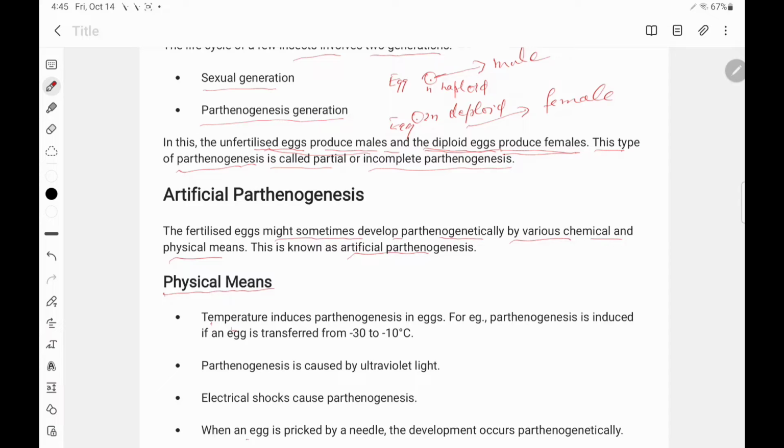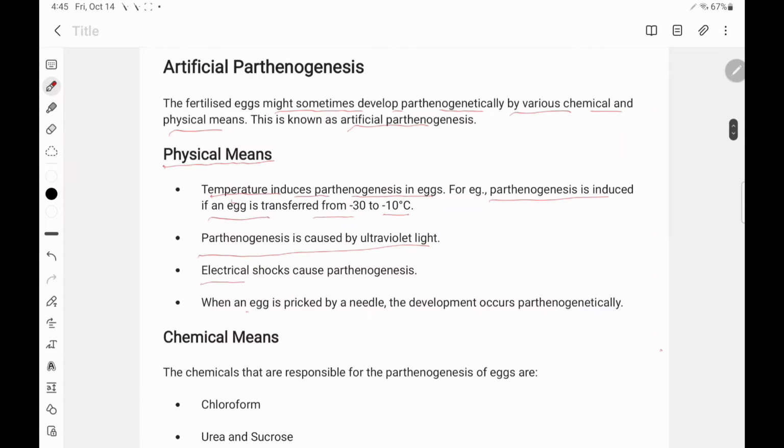Physical means include temperature: eggs transferred to temperatures of -30 to -10 degrees develop parthenogenetically. Parthenogenesis is also caused by ultraviolet ray treatment and electrical shock. When an egg is pricked by a needle, development occurs parthenogenetically.